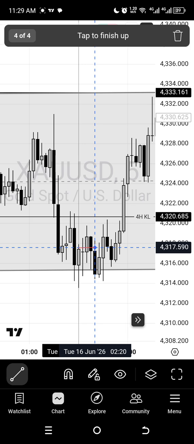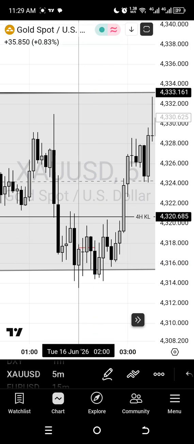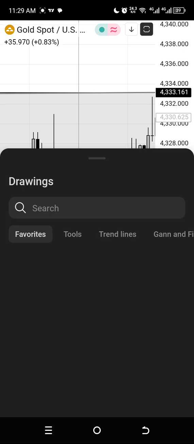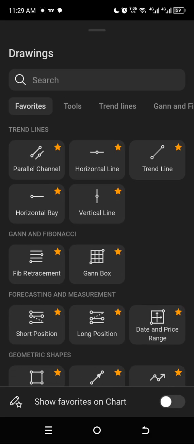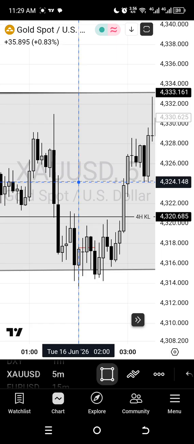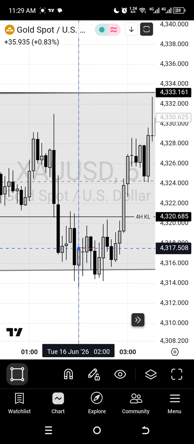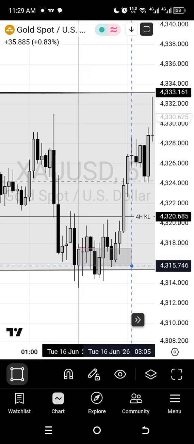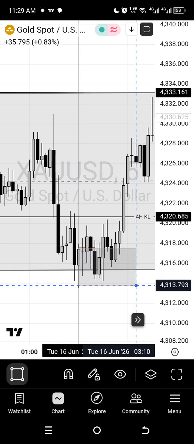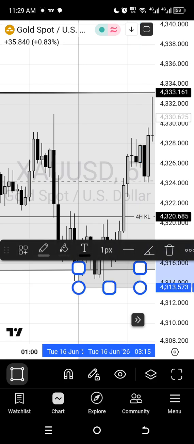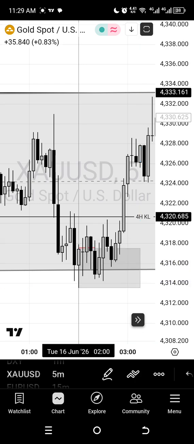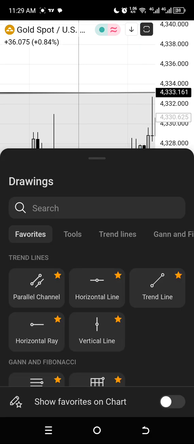Okay, since the candle got engulfed, now you have to wait for the market makers to return back to that specific candle. Once they return back to that specific candle, we are going to use that candle as a key level. Okay, they did return to that specific candle that took the range low.